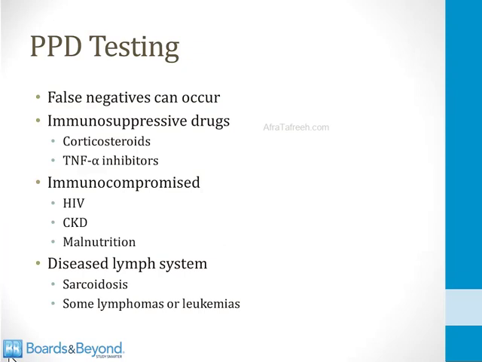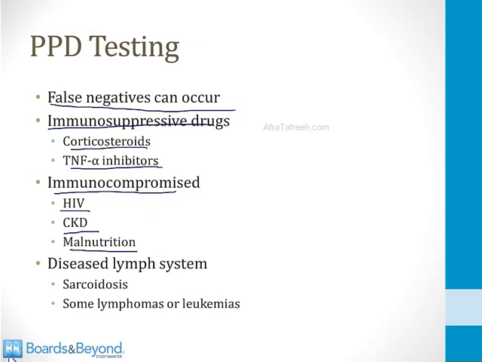One thing that's very high yield to know about PPD testing is that there are false negatives. So there are people who will have a negative PPD. They won't show significant induration at 48 hours, but they still have latent infection. These are people who can't mount an appropriate immune response to the PPD that you inject into their skin. So these are going to be people on immunosuppressive drugs like steroids or TNF-alpha inhibitors. There'll be people who are immunocompromised like HIV patients and patients with CKD and malnutrition. And it also happens in people who have diseased lymph systems. So people who have sarcoidosis and some lymphomas and leukemias can't mount the normal response to the PPD injection.